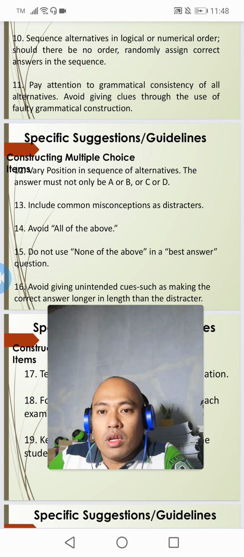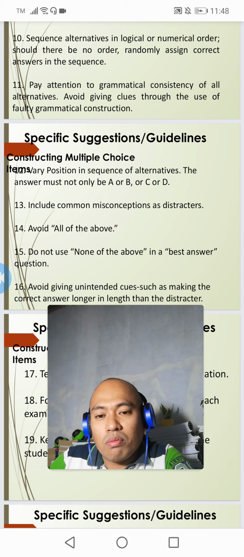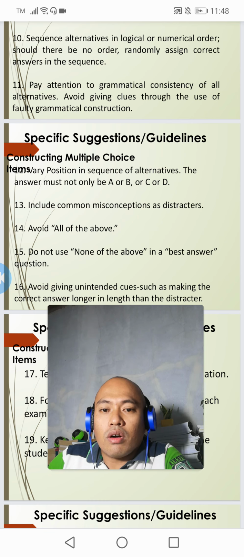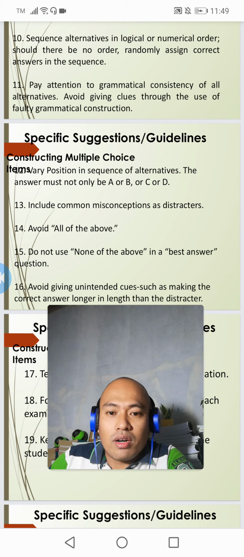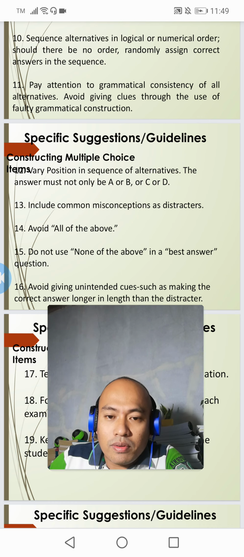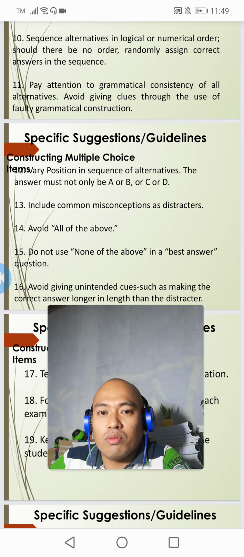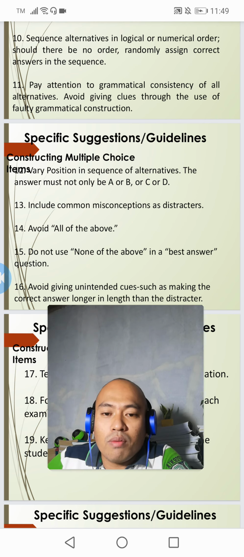And for number 15, do not use none of the above as the best answer because anong mangyayari? The correct answer is none of the above. So, none of the above nga ang answer niya, pero ang problema mo ngayon, ano na ngayon? None of the above is the answer. So, what should be the correct answer? So, yun yung magiging problema mo. Kahit siya yung best answer, hindi mo pa rin alam or hindi mo pa rin pwedeng sabihin na alam na nila yon kasi in the first place, hindi nila nasabi kung ano talaga yung correct answer doon.